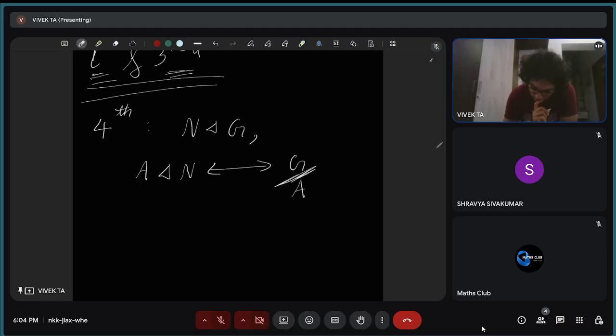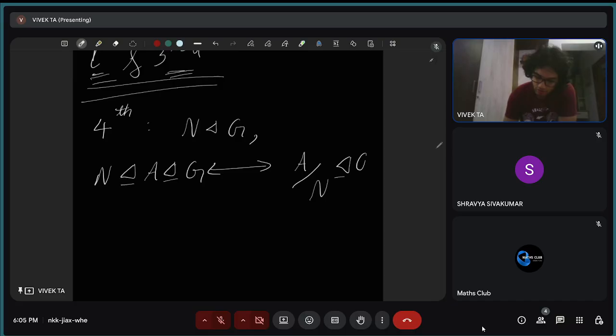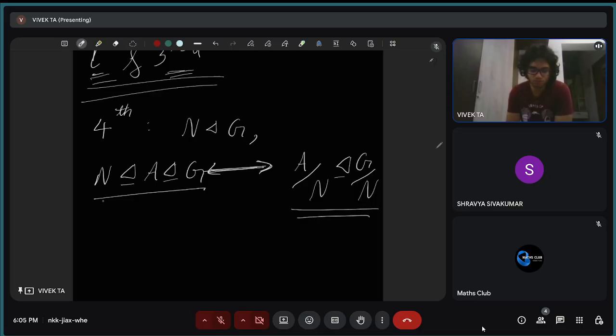I think it was this only, if I'm not wrong. Oh, yeah, my bad. A such that N is a normal subgroup of G if and only if A mod N is a normal subgroup of G mod N. That's all. So this is a bijection in the sense that this is true if and only if this is true.